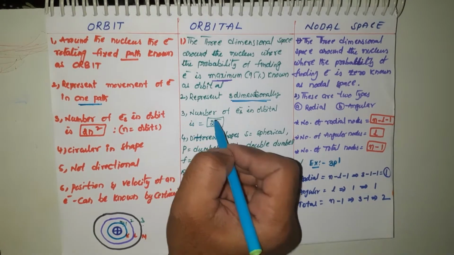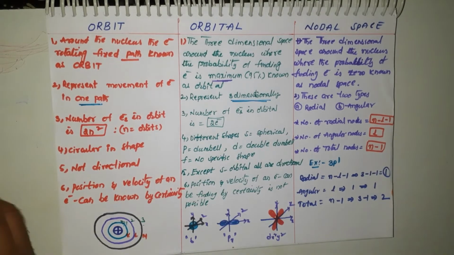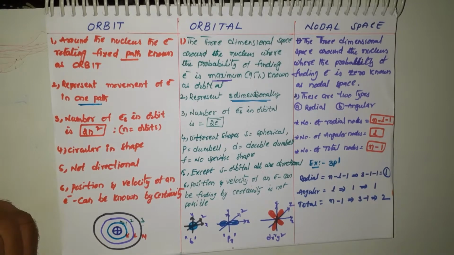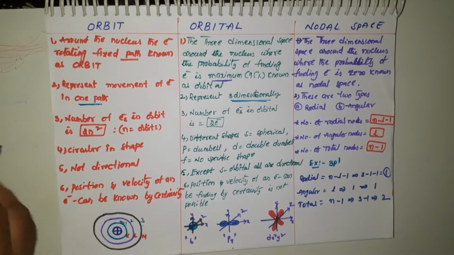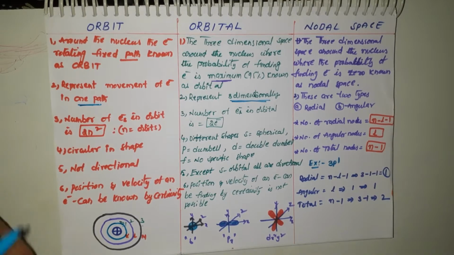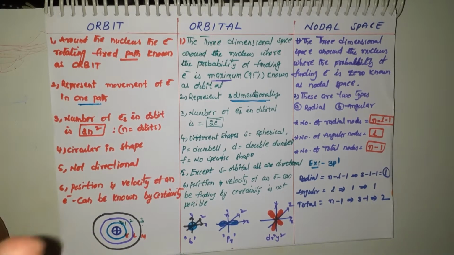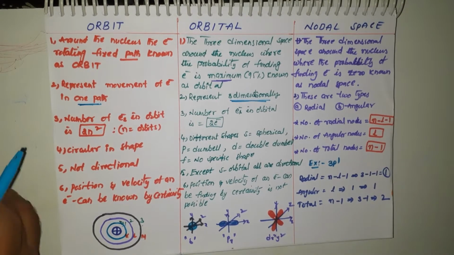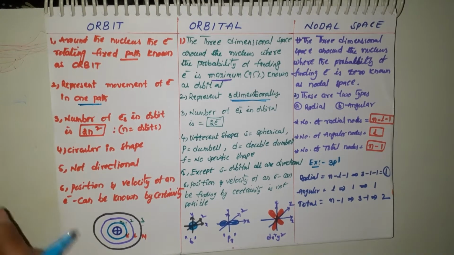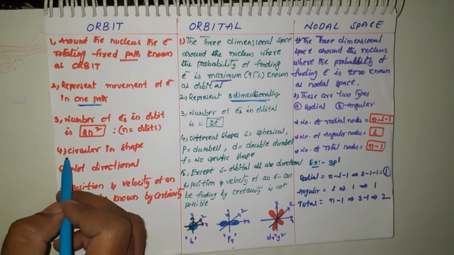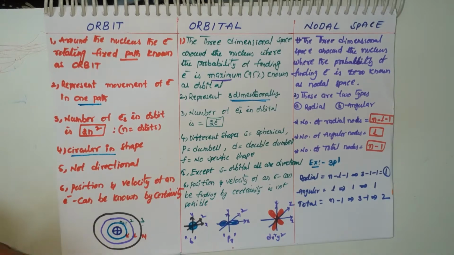Here in an orbital, the number of electrons is always fixed at 2. Px, Py, Pz: Px has 2 electrons, Py has 2 electrons, Pz has 2 electrons. Like that, the s orbital has 2 electrons. An orbital always has only 2 electrons with 2 different signs, positive and negative, according to spin quantum number.